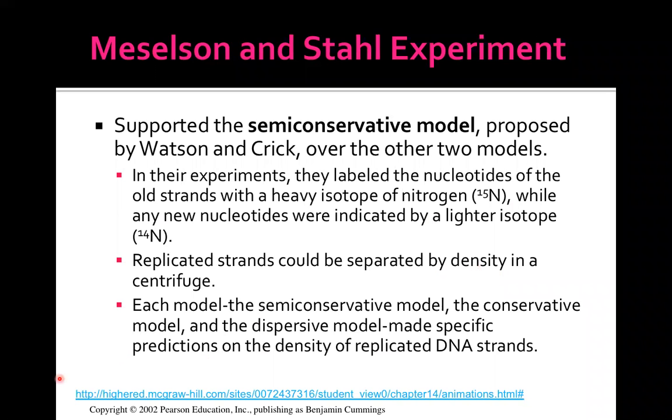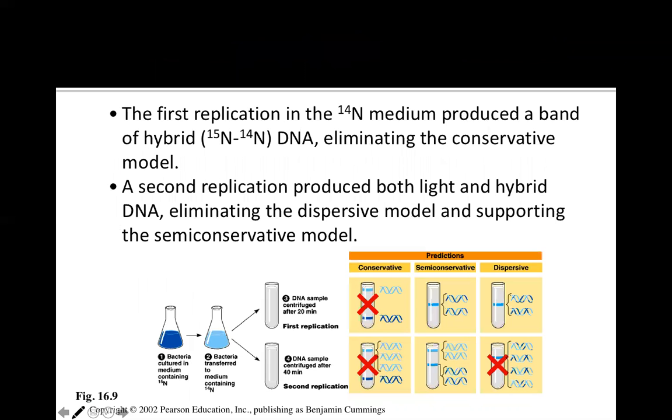Basically what they did, sorry, I'm going to get rid of my laser pointer here because it's being difficult to say the least. In their experiments, they labeled nucleotides of the old strand with a heavy isotope of nitrogen, N15. Any new strands were indicated with a lighter isotope, N14. The replicated strands could be separated by density in a centrifuge. Each model, the semi-conservative, conservative, and dispersive, had specific predictions on the density of the replicated DNA strands. There's a little video there if you want to watch it.